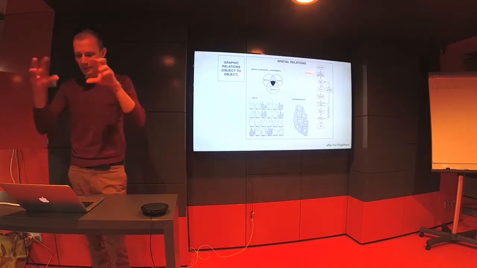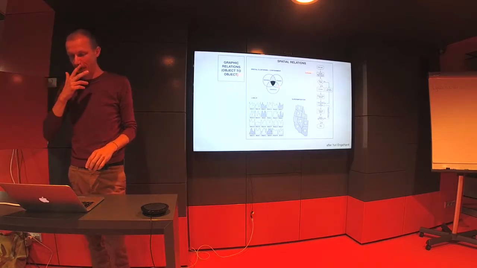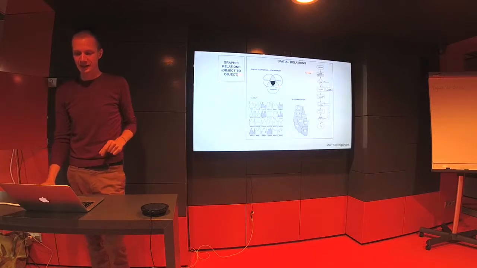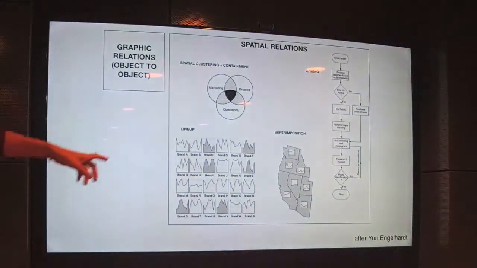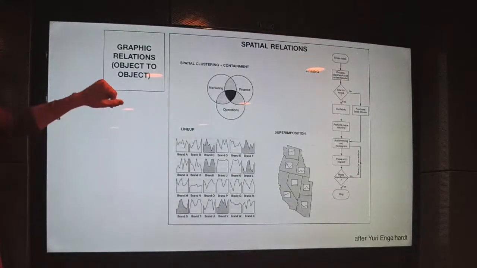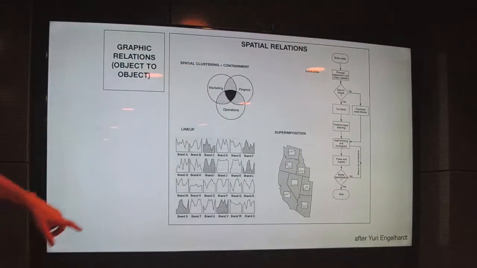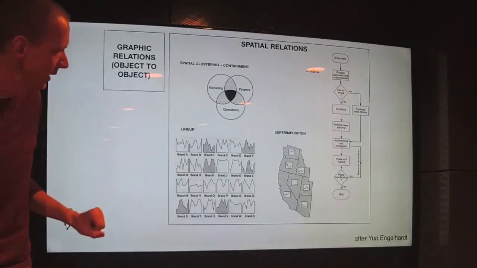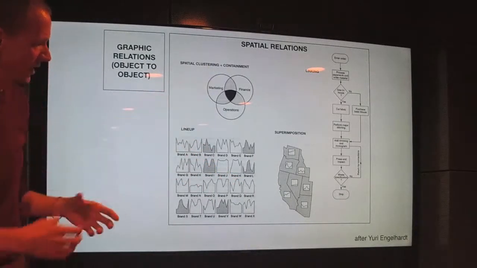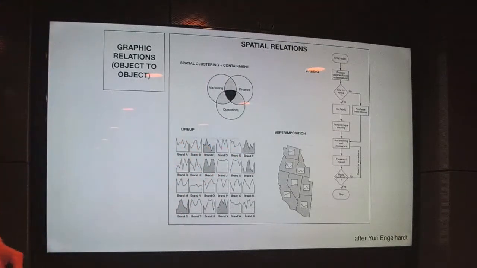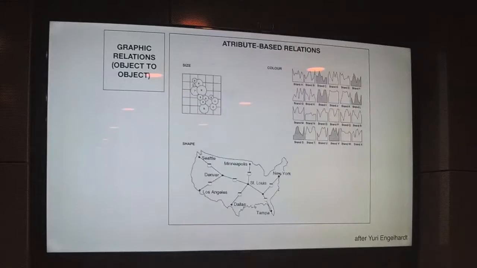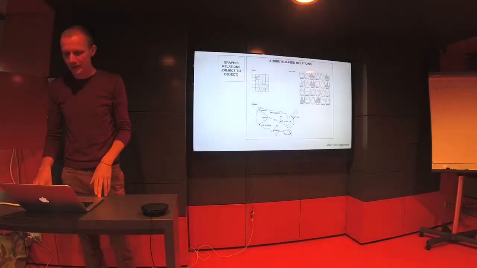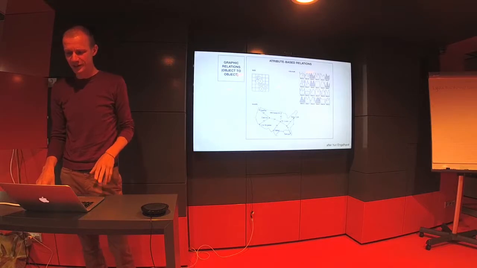And graphic relations can also be split up. These are object-to-object relations. So there's overlapping and containment, linking between the lines, superimposing, which is different from overlapping, because overlapping creates a new bit of information, whereas superimposing just keeps the 2 bits of information separate, and a lineup where things are in a sequence. And attribute-based relations, where you have sizes, for instance, color or shape.